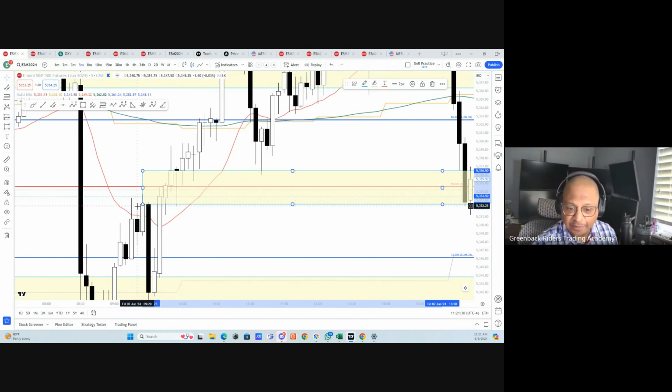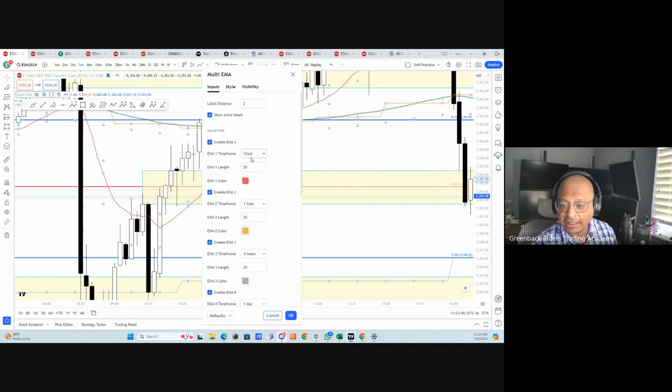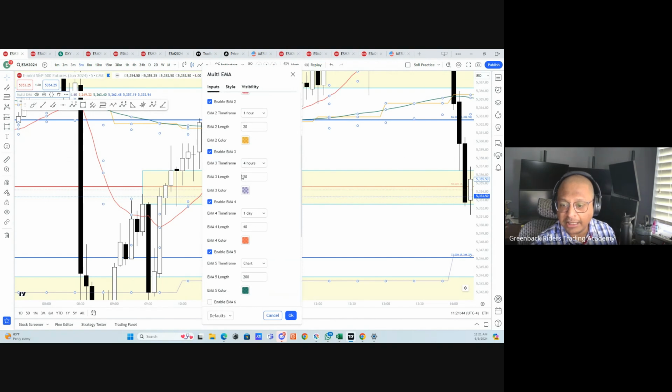Correct? This now becomes your breakout gap. What EMA are you using? Which time frame? If you look at the settings here, I have the chart EMA on 20. This is a 5 minute 20, 1 hour 20 EMA, 4 hour 20 EMA, 1 day 20 EMA, and 5 minute 200 EMA. This is all I have.